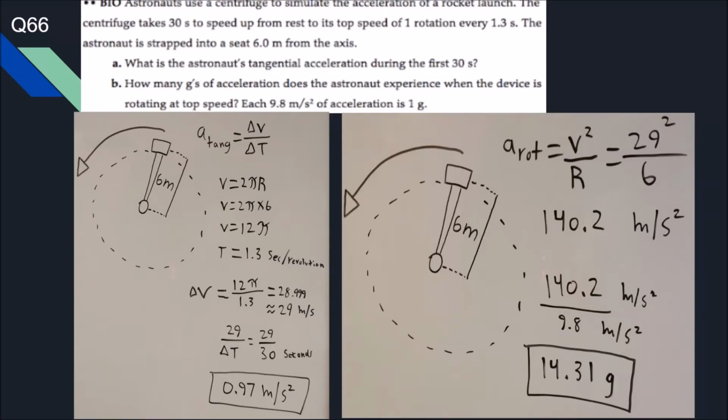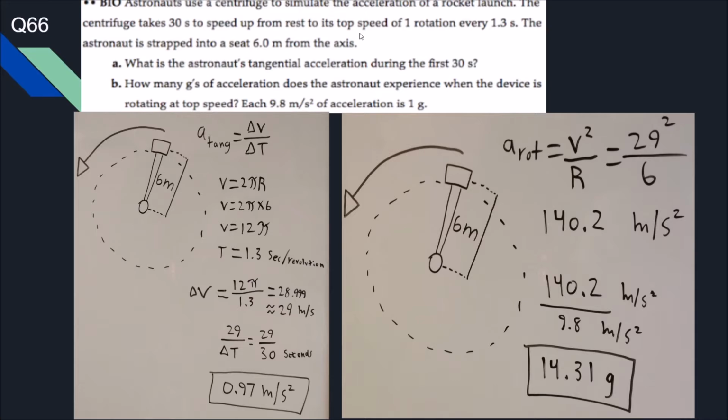Okay, question 66. Astronauts are using a centrifuge to simulate the acceleration of a rocket launch. The centrifuge takes 30 seconds to speed up from rest to its top speed of one rotation every 1.3 seconds. The astronaut is strapped into a seat 6 meters from the axis. And from this information, we're trying to deduce what is the astronaut's tangential acceleration during the first 30 seconds.